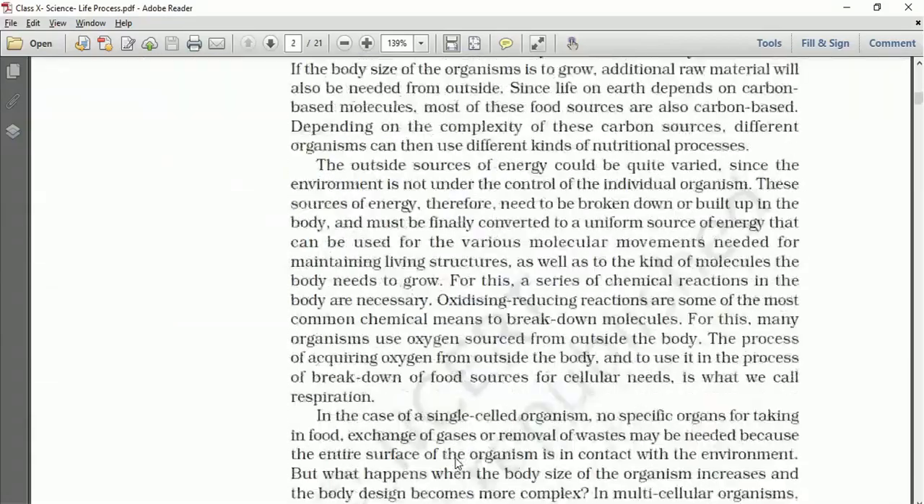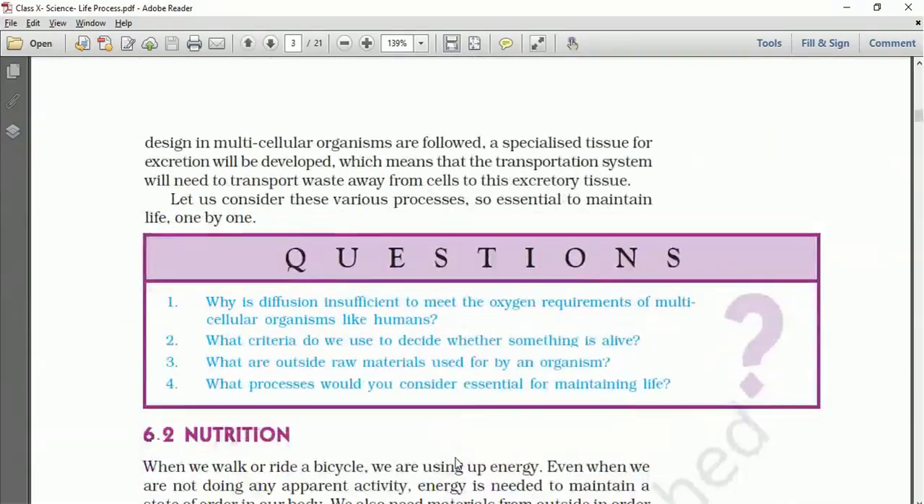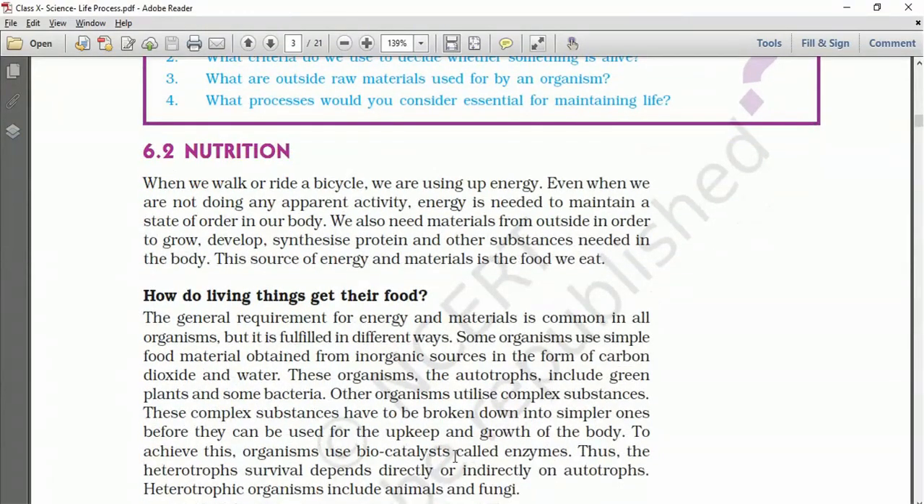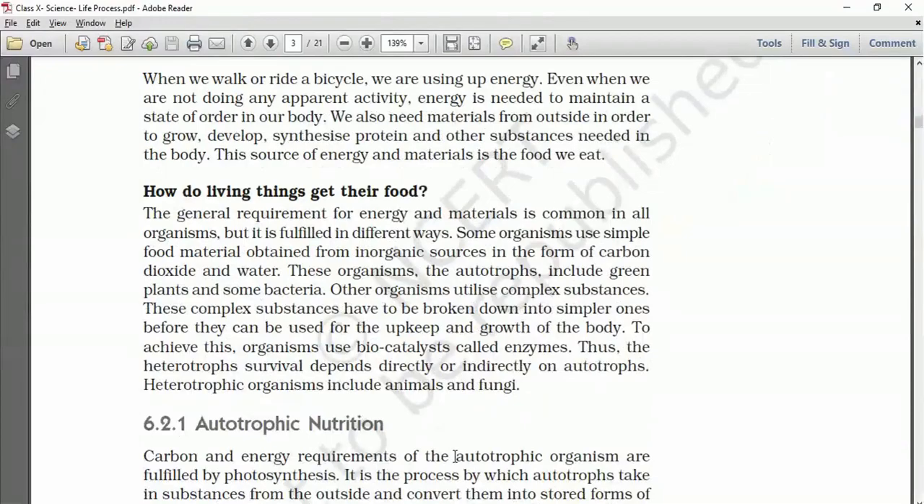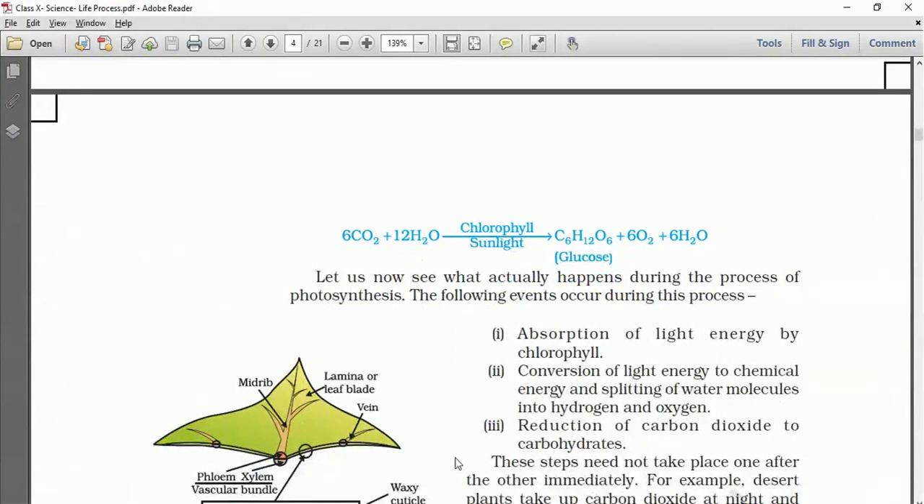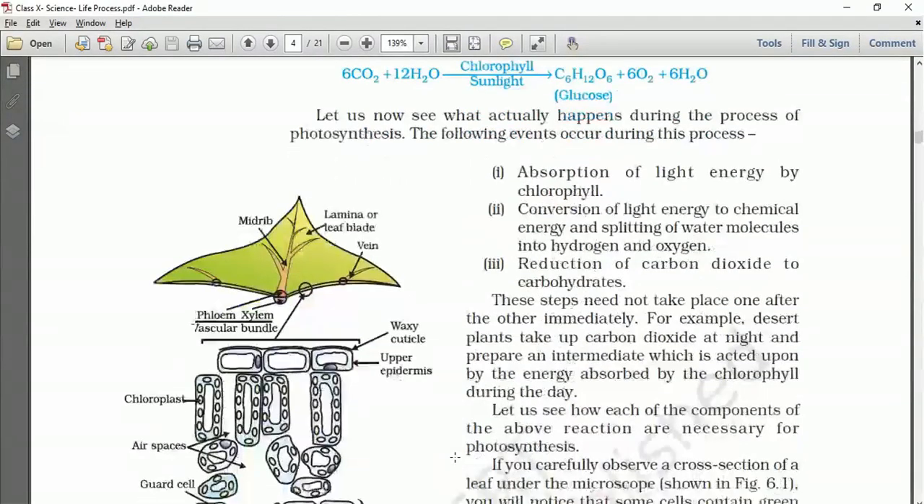we have covered what life processes are. What do you mean by life processes? What is nutrition? We have already covered it. How do living things get their food? I talked about it in terms of different sources. Plants get it in one form, animals get it in another form. Autotrophic nutrition is in plants: carbon dioxide and water, in the presence of sunlight and the pigment chlorophyll, form glucose, oxygen, and water.